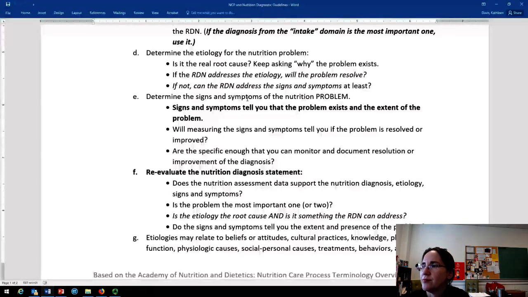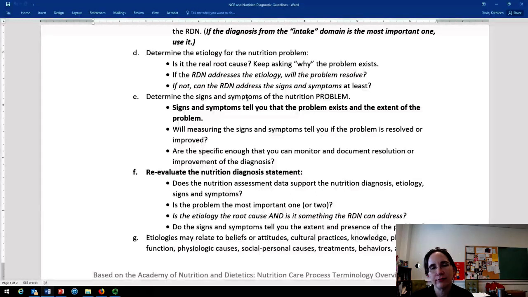And if you can't address the etiology, you might not. If it's a physiological etiology, let's say their problem was swallowing is due to a stroke, then you at least want to be able to address the signs and symptoms.